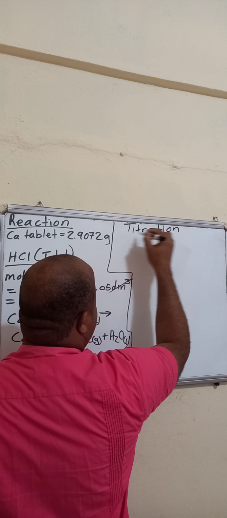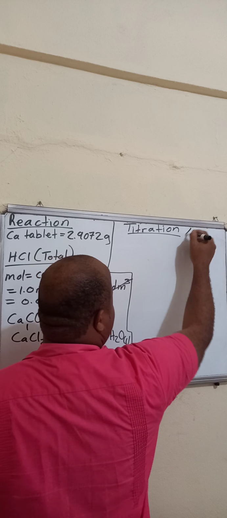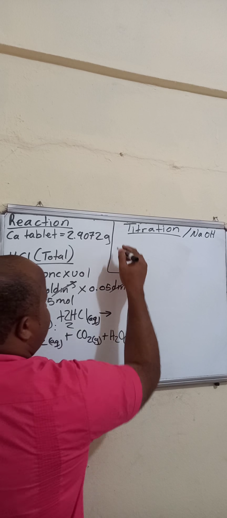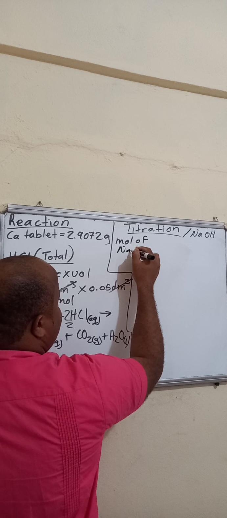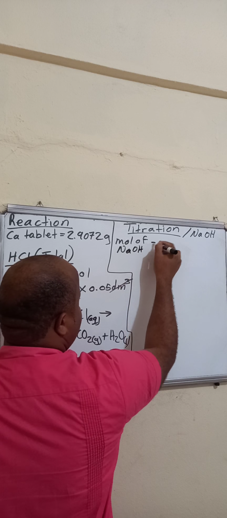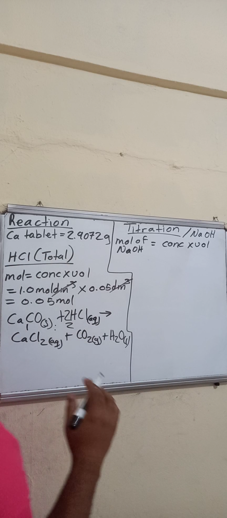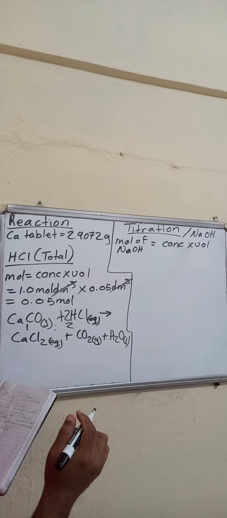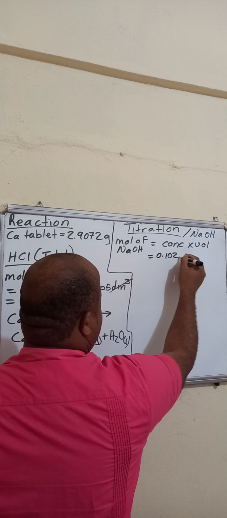So we know from part 1, we are going to find the moles of sodium hydroxide. So in the titration, we use sodium hydroxide. The moles of sodium hydroxide is concentration times volume. And the concentration is 0.102.